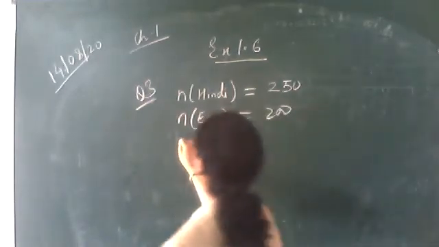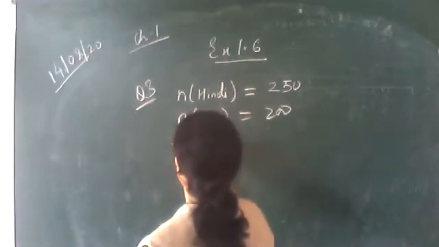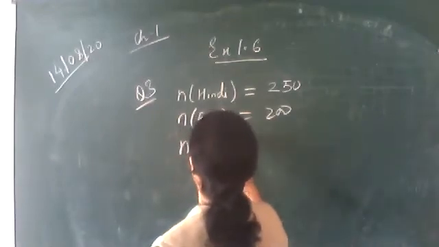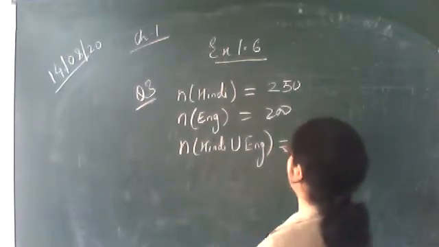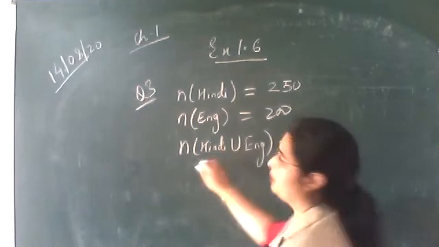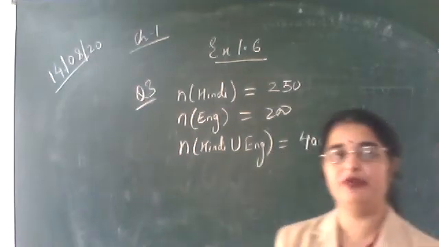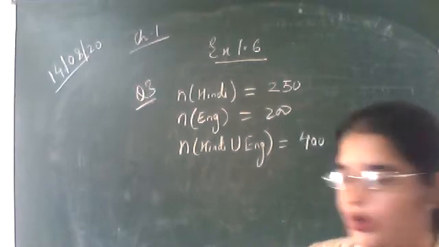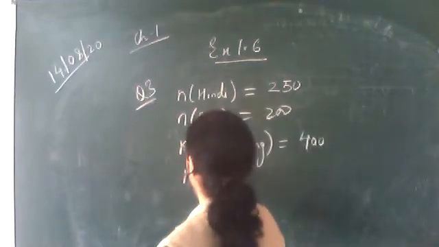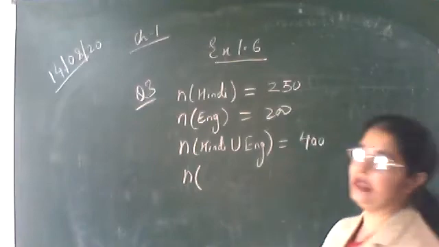Total number of people are what? Hindi plus English. Some will speak Hindi, some will speak English, so their union is what? 400. Total number of people is 400, which means some are speaking Hindi, some are speaking English. They can be common also. Now what do you have to find? The ones who can speak Hindi and English both.